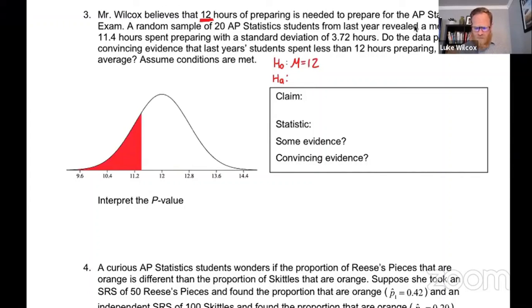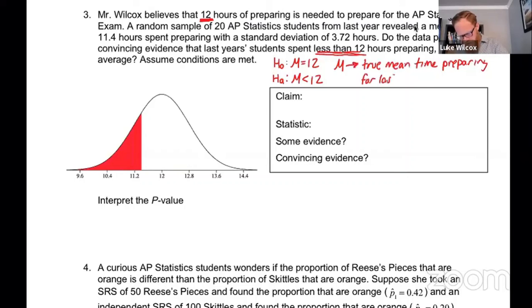Now for the alternative, we have to look at the wording of the question to decide whether it's one-sided or two-sided. It says very clearly here that we're looking for evidence that it was less than 12 hours. So that tells us our alternative hypothesis is going to be mu is less than 12. Now, anytime you're writing out your hypotheses, you need to make sure that you clearly define what your parameter is here. And I'm going to say that mu represents the true mean time preparing for last year's AP Stat students.